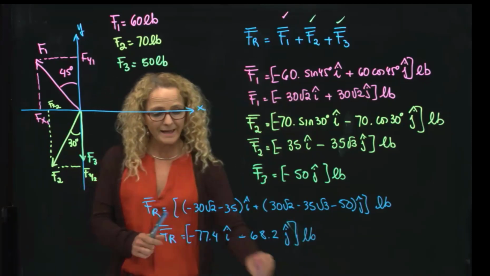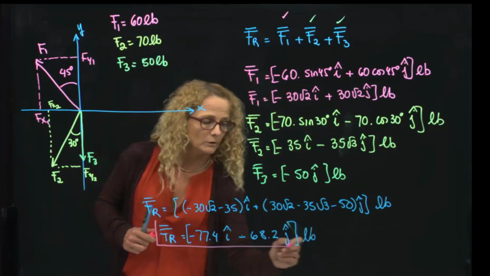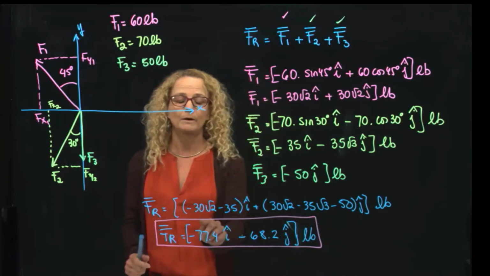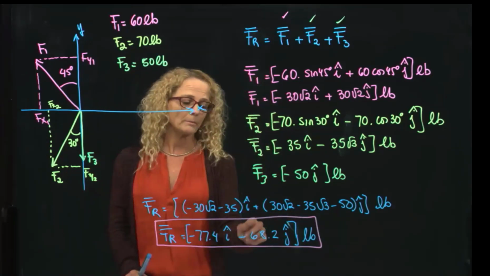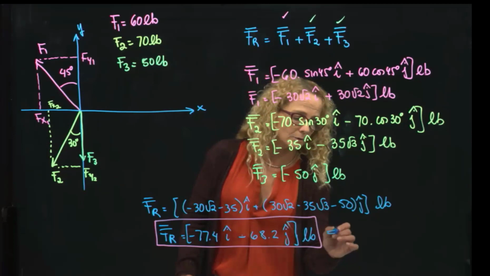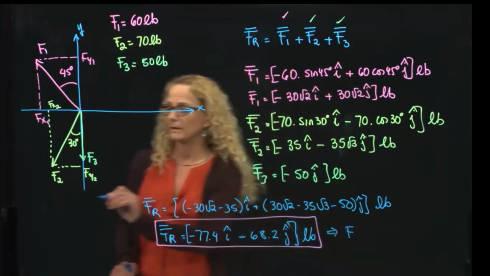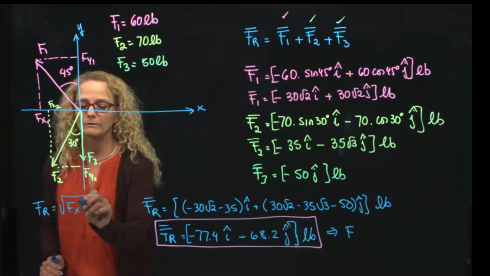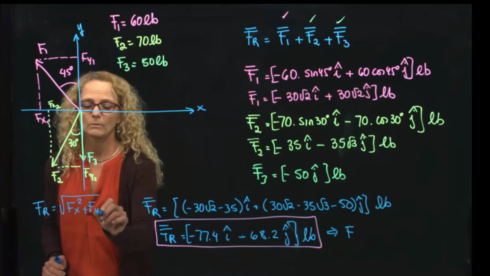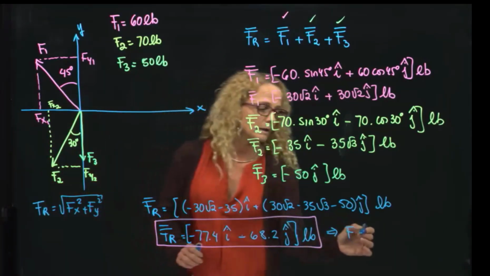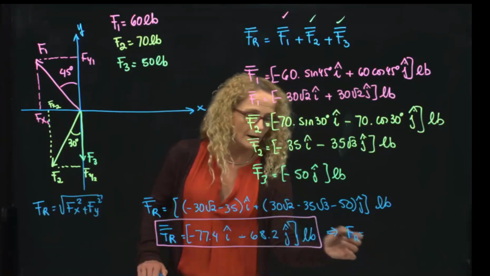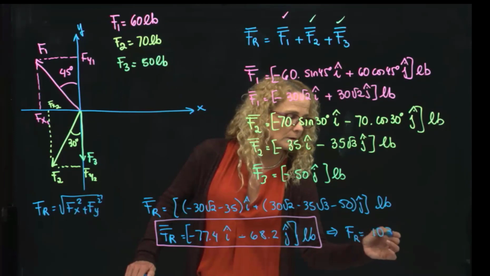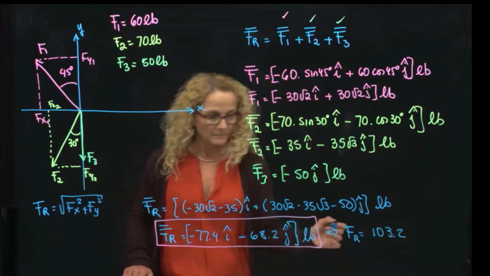This is my vector value, but I want the magnitude. And remember, the magnitude will be the square root of this square plus this square. So the magnitude of the vector, I'm going to write it right here, will be the square root of Fx squared plus Fy squared. And then if I square this value and I square this value, the magnitude is 103.2 pounds.